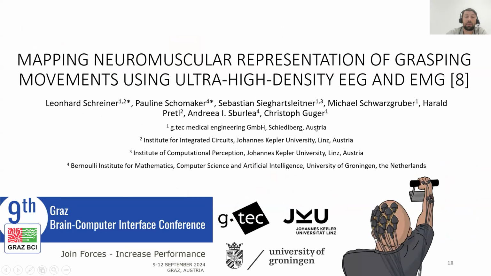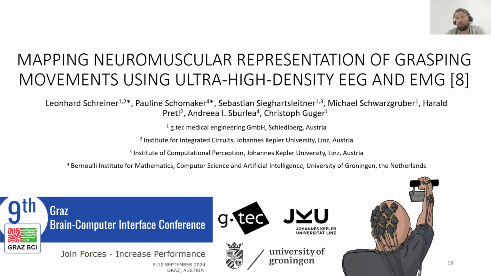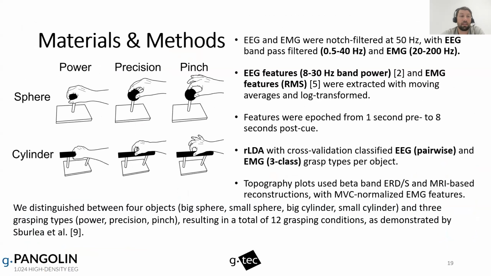The second study I will present to you now is using the system hybrid. So we used it for EMG and EEG at the same time. And with that, we wanted to map the representation of grasping movements. And on the right bottom, you can already see schematically how the setup looked. So we had different objects, which you can see here on this slide. We had the sphere and the cylinder object and different grasps. So we had a power, a precision, and a pinch grasp.